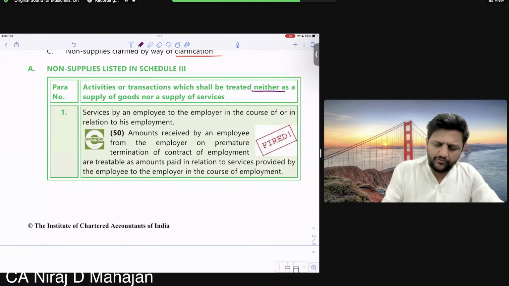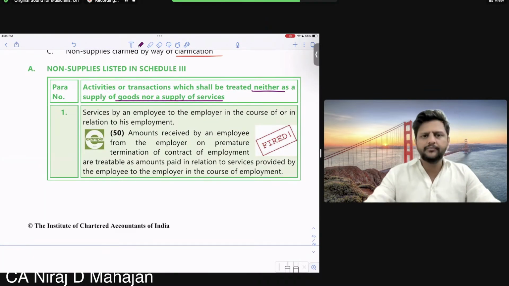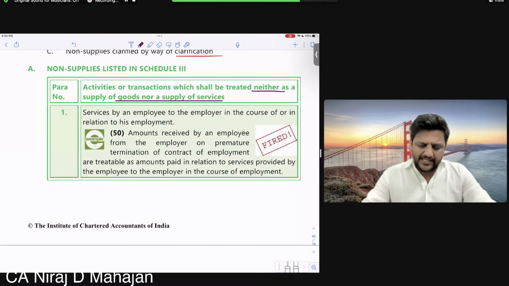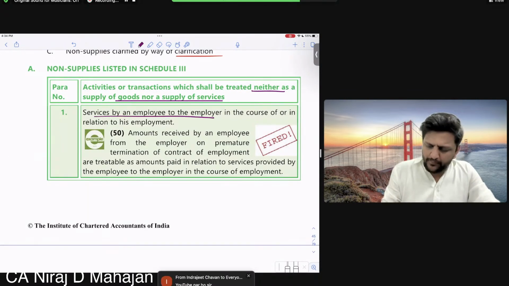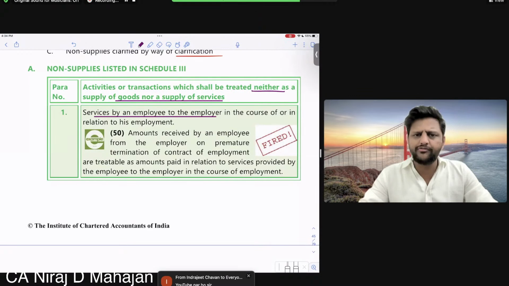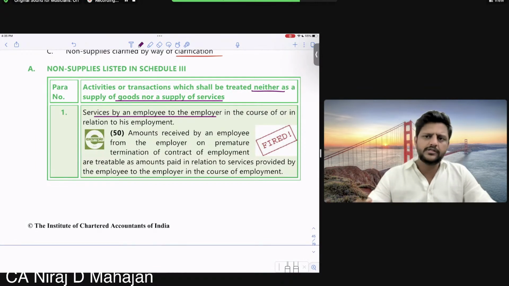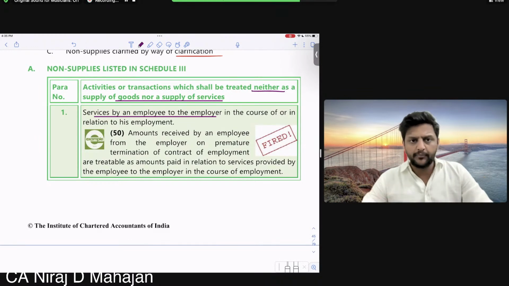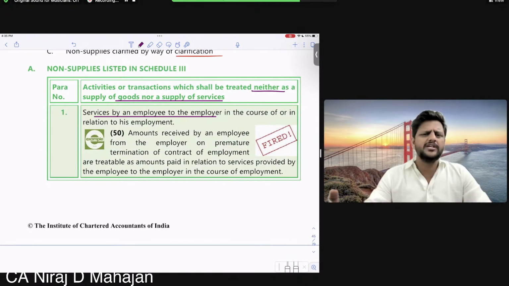Neither as supply of goods nor as services. Okay? Can we go ahead? Chalo. Services by an employee to the employer in the course of or in the relation of his employment. Yes, Indrajit. Okay? Then it is neither service nor goods. What service given by whom to who? Employee to employer. There is obviously consideration, but it will not come under GST.